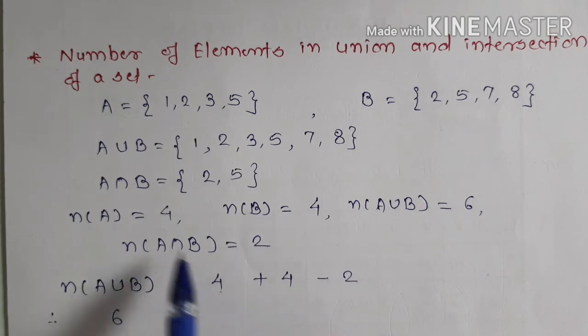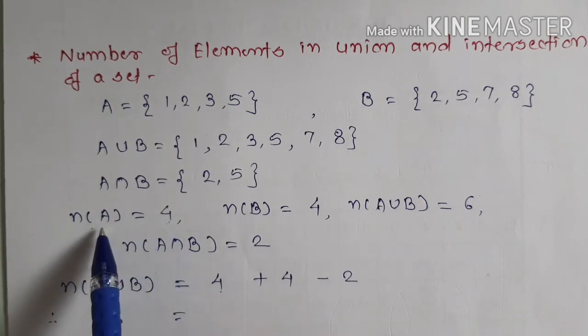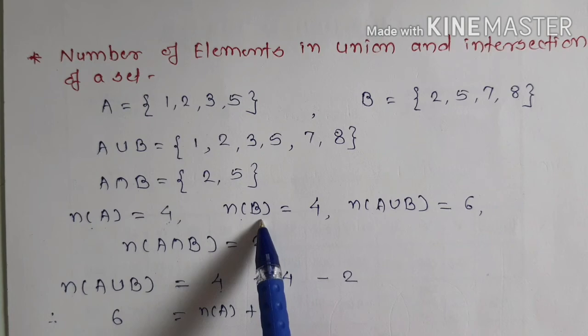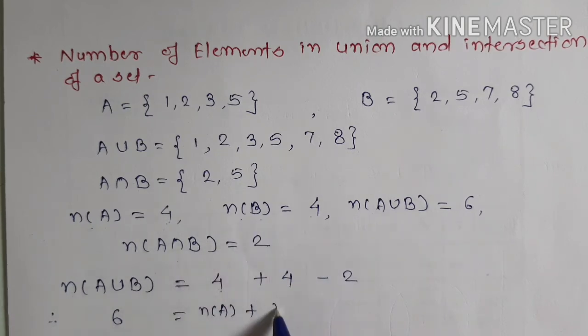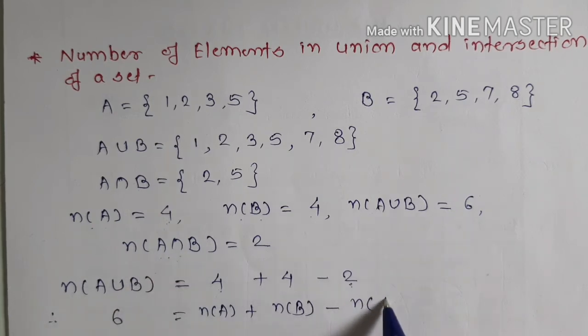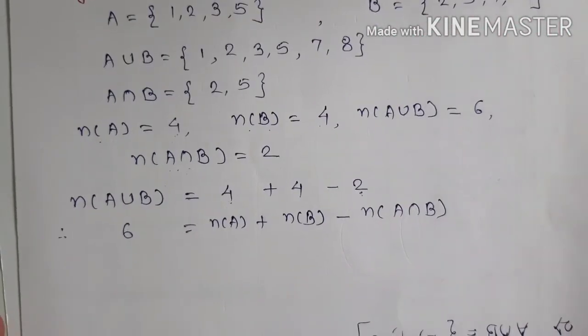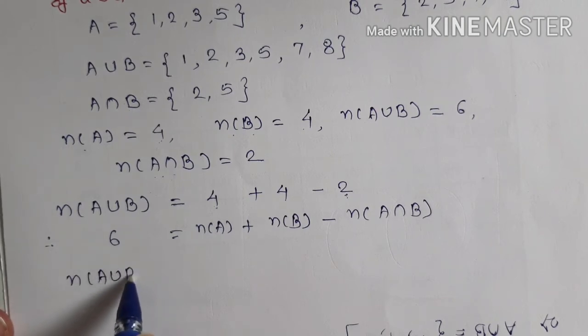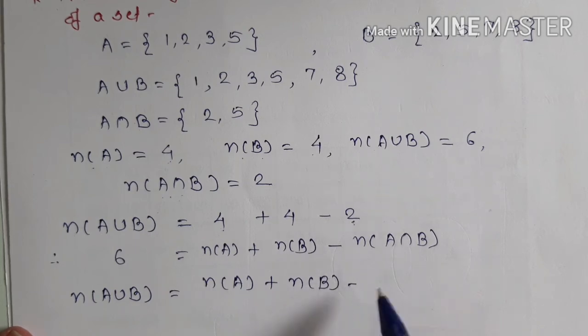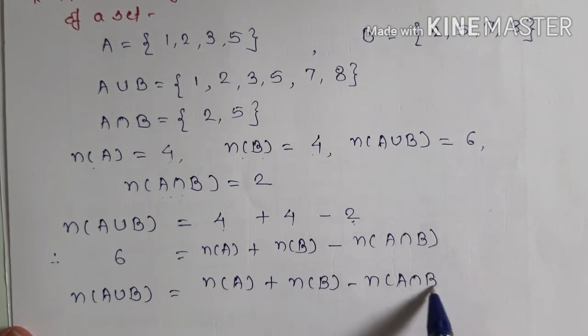Now if we represent 4 by n of A, as there are 4 elements in set A, so instead of 4 we write n of A, plus again number of elements in set B are 4, so instead of second 4 we write n of B, minus 2, there are 2 elements in set A intersection B, so instead of 2 we can write n of A intersection B. So again here, instead of 6 we can write n of A union B, that is equal to n of A, that is number of elements in set A, plus number of elements in set B, minus number of elements in set A intersection B.